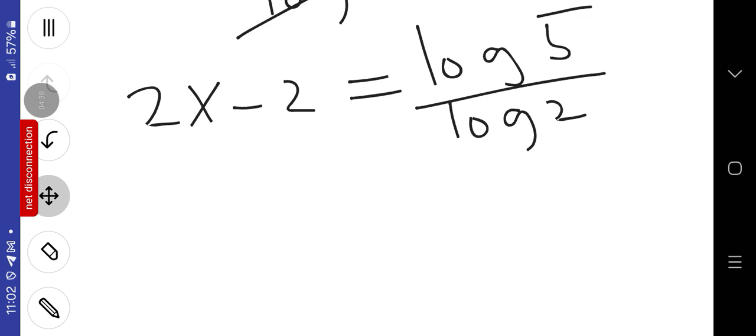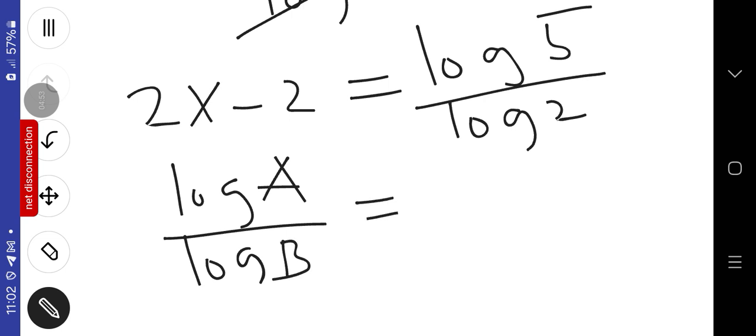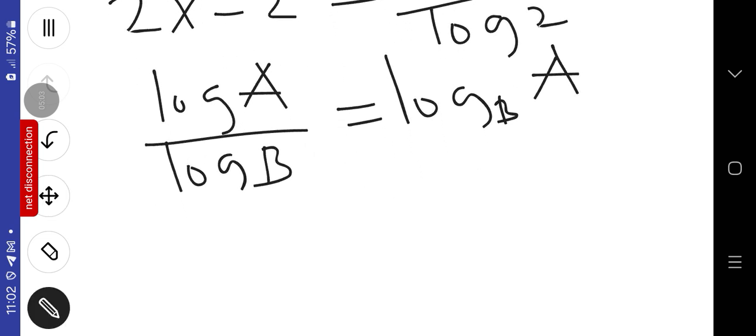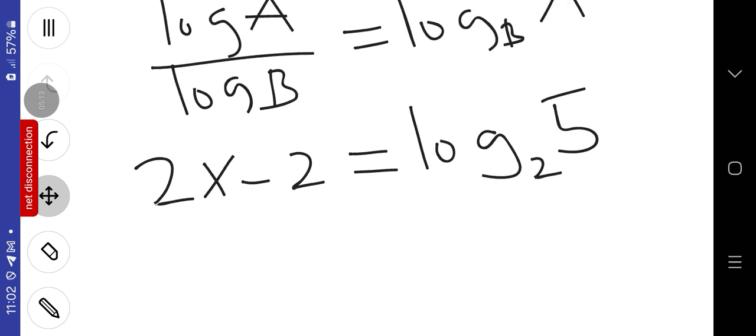Now here we are going to introduce another law of logarithm, the change of base formula. If you have log a over log b, this can be written as log a base b. Now our equation is going to be 2x minus 2 is equal to log 5 base 2. So you can see that.